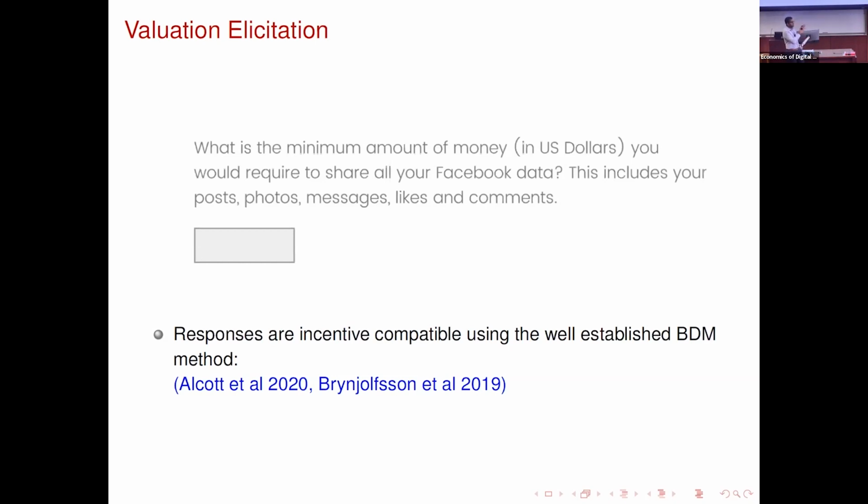So this is an incentive compatible approach, and it's pretty high stakes because you are giving up all of your data, including private messages. I think this is also another contribution of this paper, because most of the privacy literature experimental work looks at things like your email addresses or demographics, but here we look at your entire stock of Facebook data.